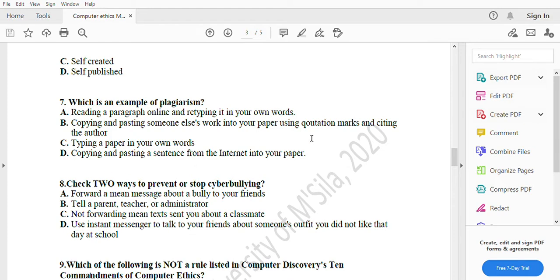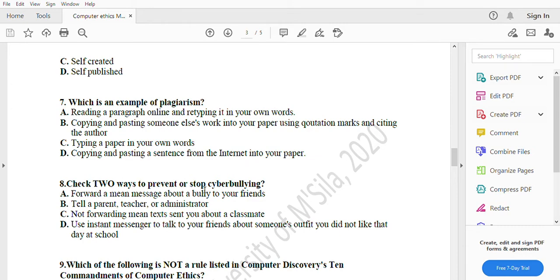Which is an example of plagiarism? Remember, before we said what is not a consequence of plagiarism, and now we are going to see which is an example of plagiarism. In other words, it's like a definition of plagiarism. We have four possibilities once again. A is reading a paragraph online and typing it in your own words. B, copying and pasting someone else's work into your paper using quotation marks and citing the author. C, typing a paper in your own words. Or D, copying and pasting a sentence from the internet into your paper. So, 7, logically, it's D.